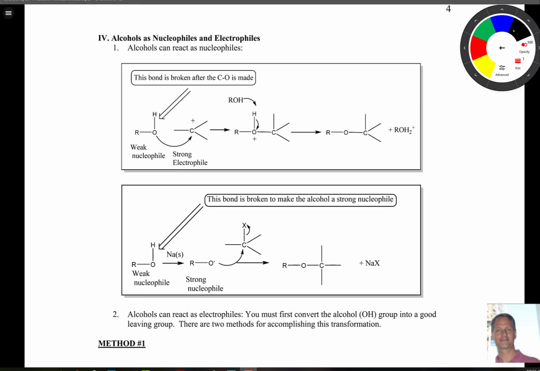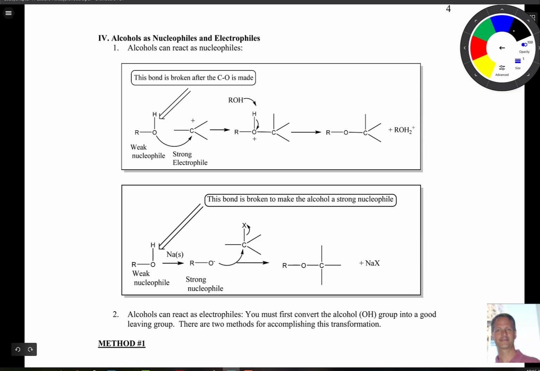Continue our conversation here and look at the next section, reactions of alcohols. We're going to look at reactions of alcohols as nucleophiles and electrophiles. Let's take a look first at alcohols reacting as nucleophiles. There are two ways that we're going to see this can occur.